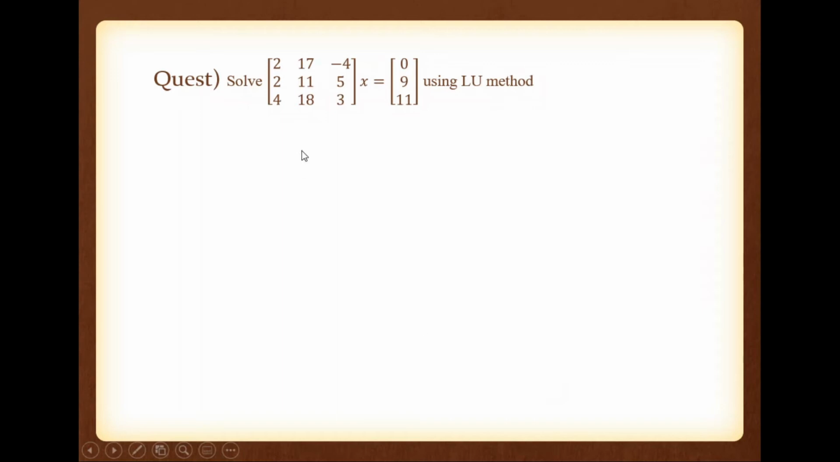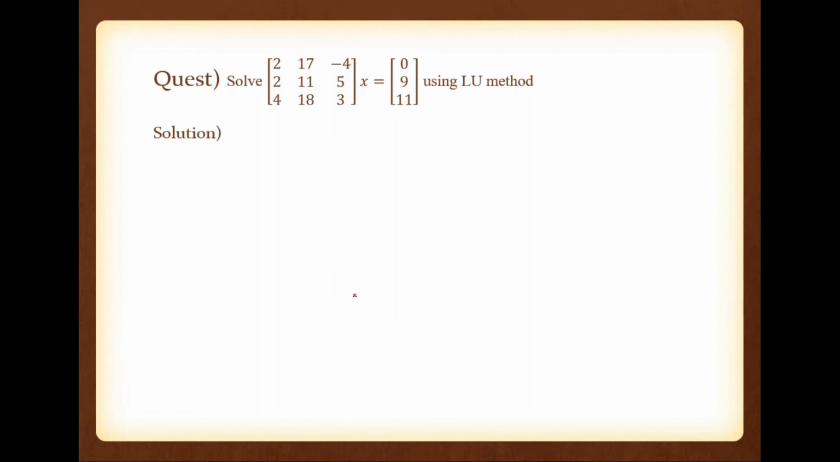So the question is solve 2, capital R in given assignment, minus 4, 2, 11, 5, 4, 18, 3, x is equal to 0, 9, 11 using LU method. So here I used 17. You are asked to substitute your register number. So you are asked to use LU method.